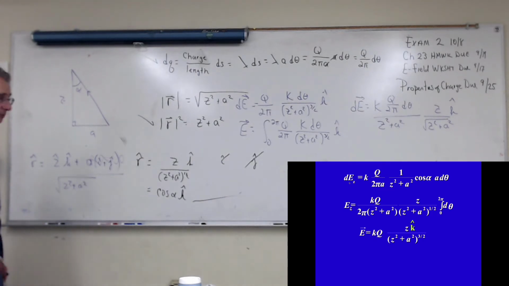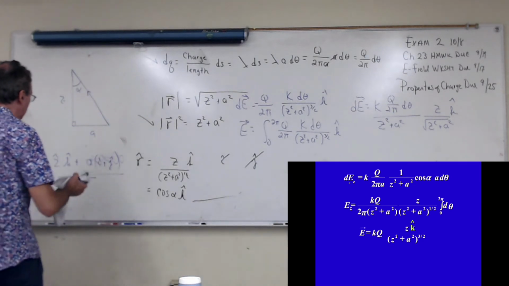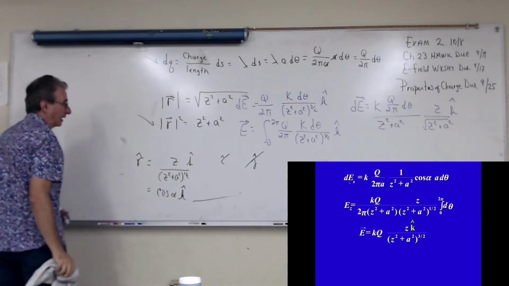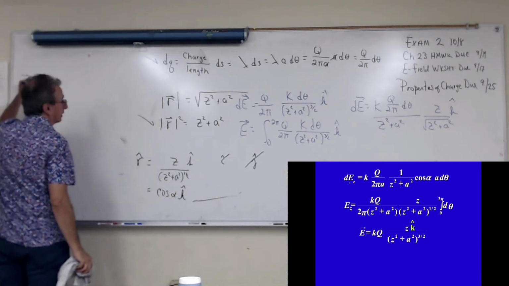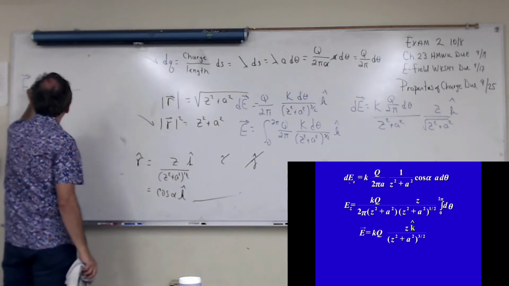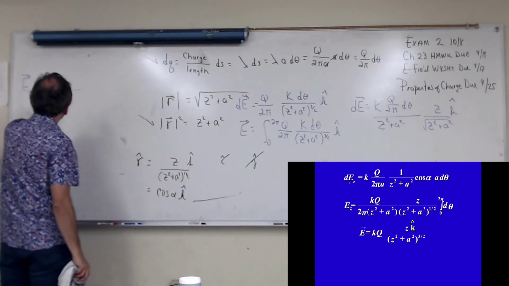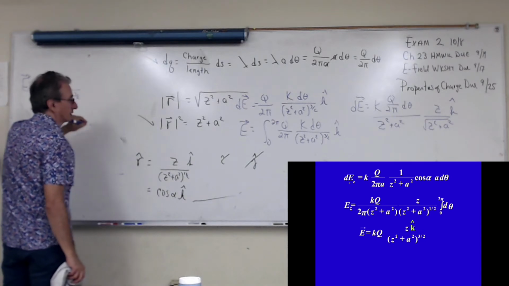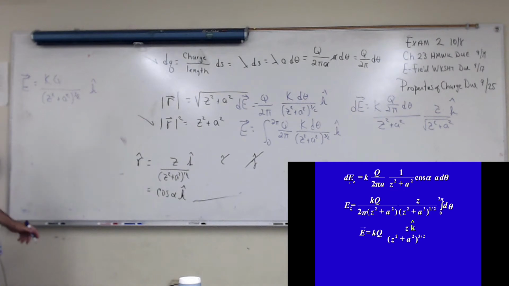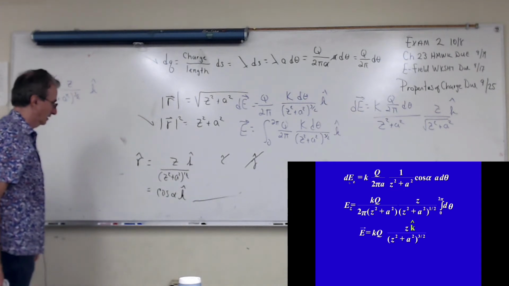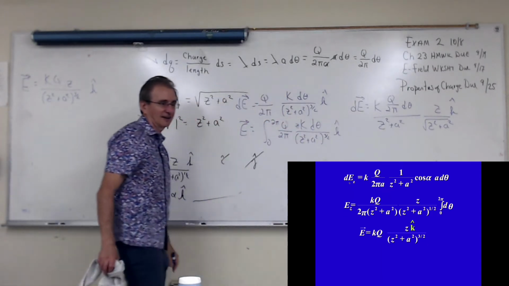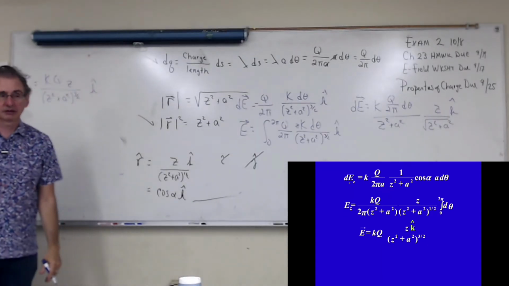So anyway, when I perform the integral, I have an easy integral to do. And what I get is that the electric field is equal to K Q Z over Z squared plus A squared to the 3/2. I forgot a Z here. That's it. I'm done. So the integral was easy.